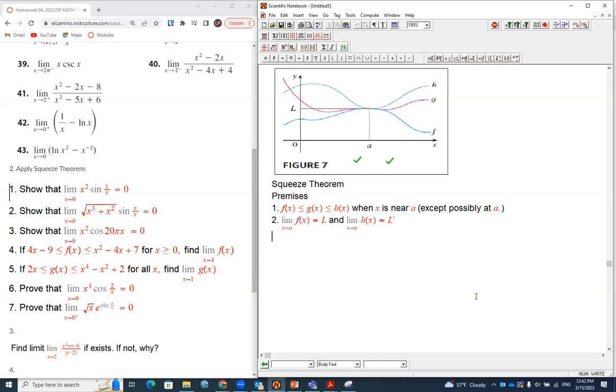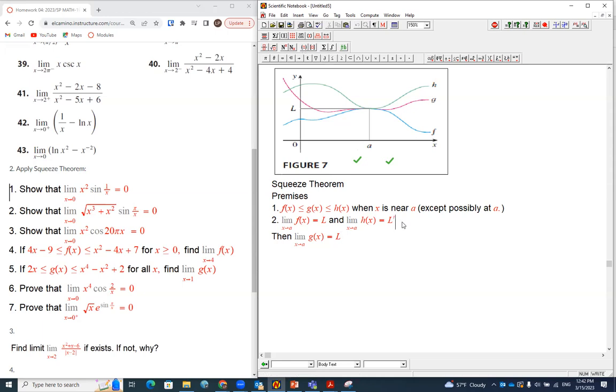If these two major conditions are true, then the limit of G, which is the one in the middle, as x approaches A, of G of x would be the same as L.